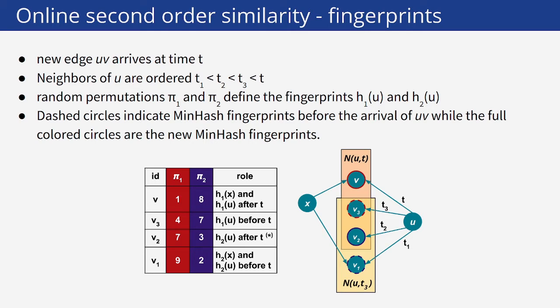So now there might be a new fingerprint match for node X and node U. In this case, this node pair UX is passed on to Word2Vec for embedding optimization.